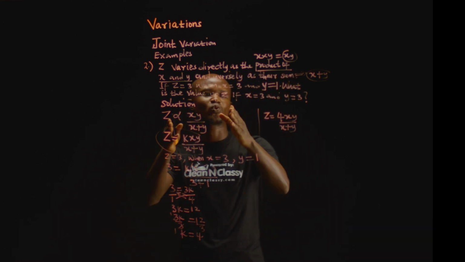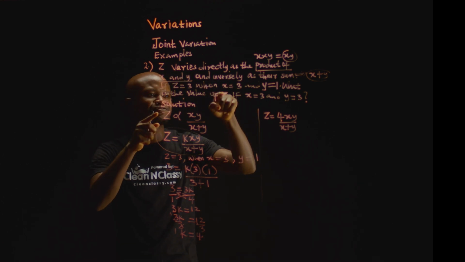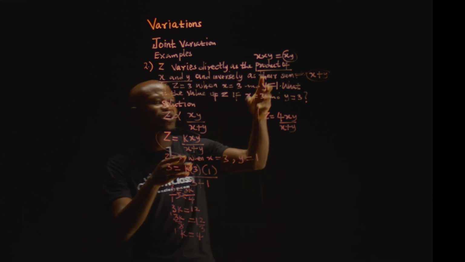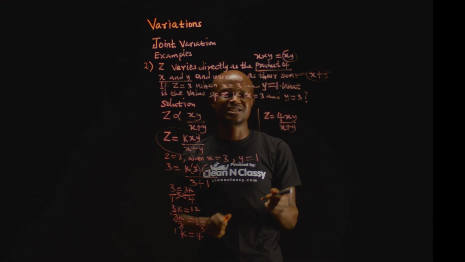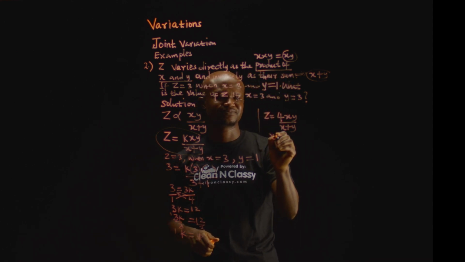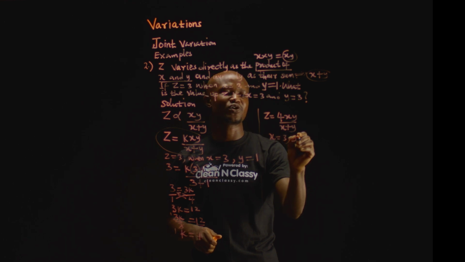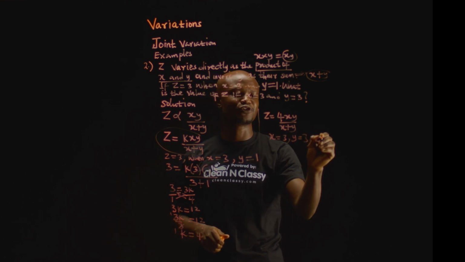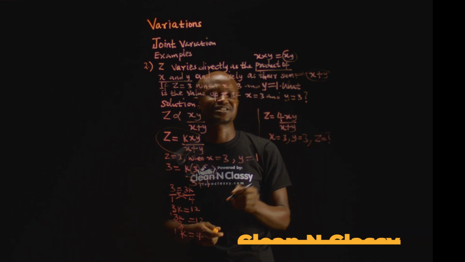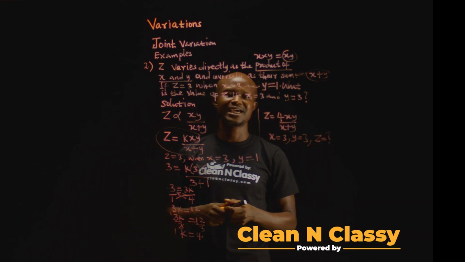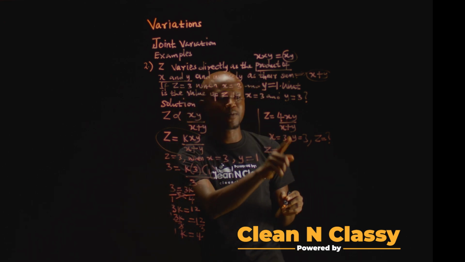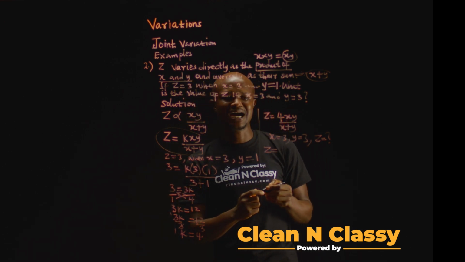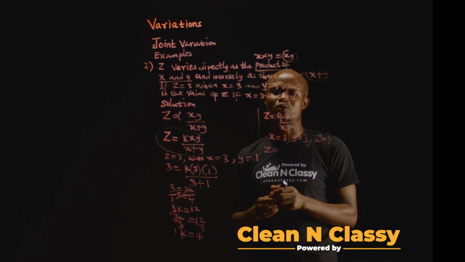Now let's go back to the question. What is the value of Z if X equals 3 and Y equals 3? Given X equals 3 and Y equals 3, we want to look for Z. I'll put a question mark for Z. Anywhere we see X here, we put X equals 3, and anywhere we see Y here, we put Y equals 3.